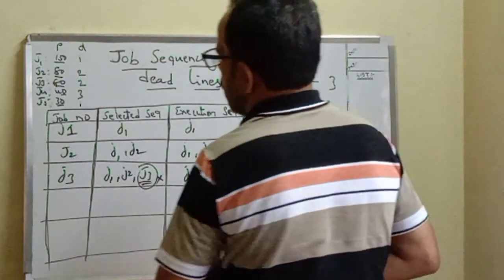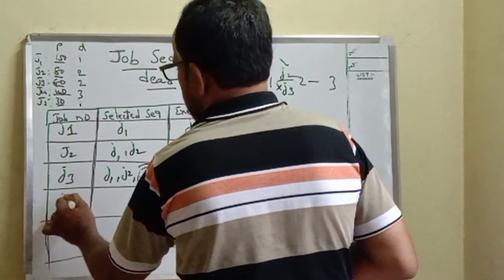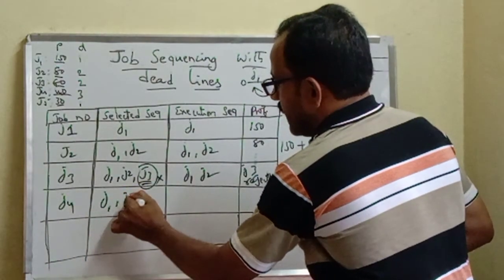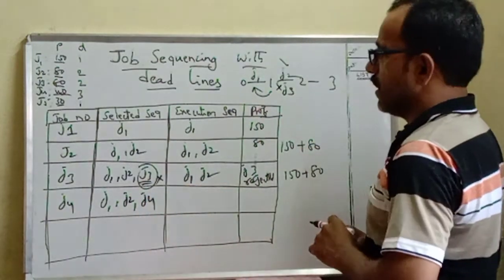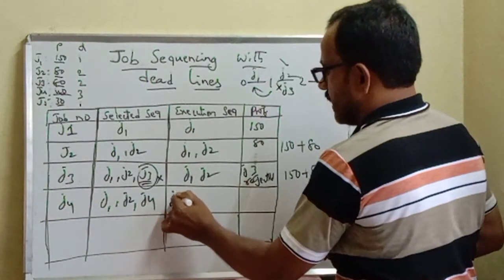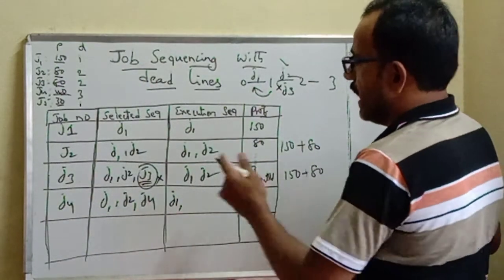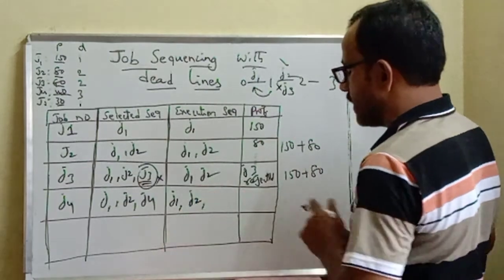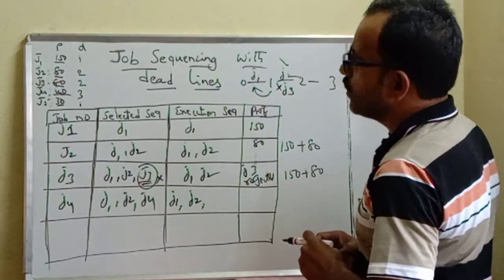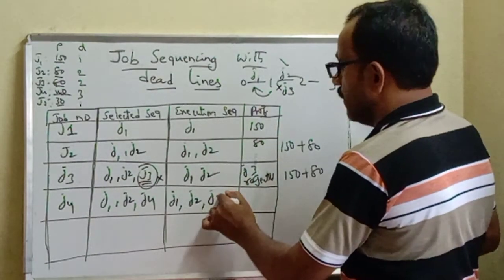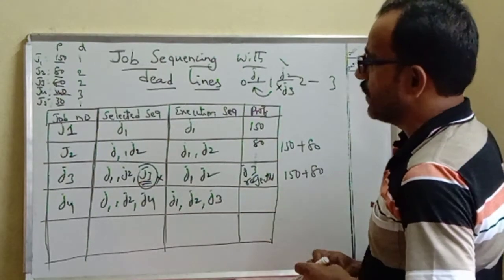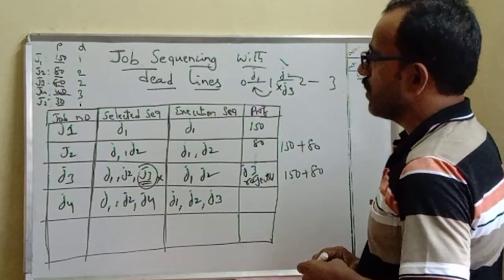Then what is the next maximum profit job? The next maximum profit job is J4. Okay, now J1, J2, J4 is the selection sequence. Then what is the execution sequence? The first job is executed first because it has a deadline of 1 unit, and the second job is executed next because it has the second deadline. We must execute it in the second slot only. Then what about the fourth job? The fourth job's deadline is the third unit, 3 units. Then I must execute the fourth job after J1, J2 only because the previous 2 slots are already occupied.